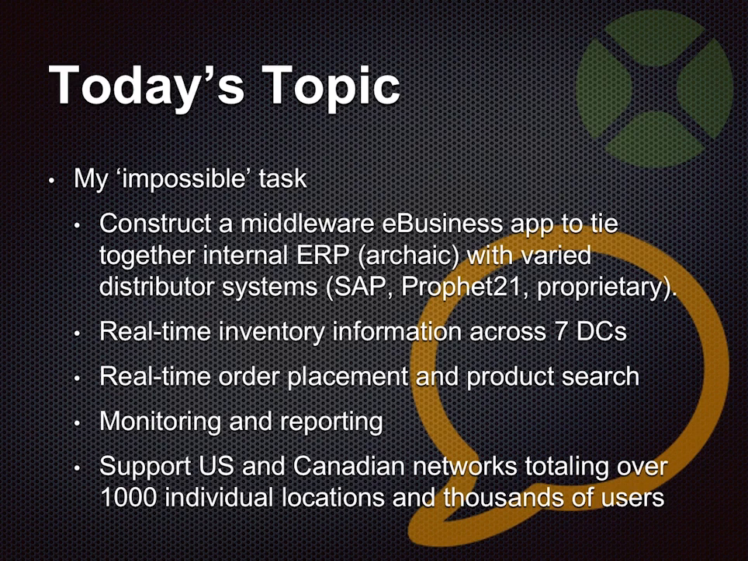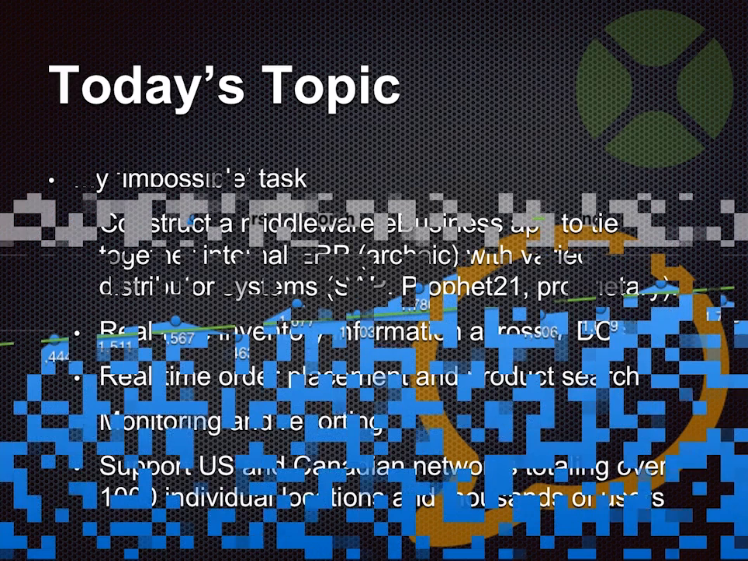Our inventory information covers our 7 distribution centers in North America. It gives them real-time order placing, product search, monitoring, and reporting for the executive team. It supports North American distributors totaling over 1,000 locations, about 1,200 locations, each location having 7 to 15 people. Okay, so heavily used, a lot of people on this thing.